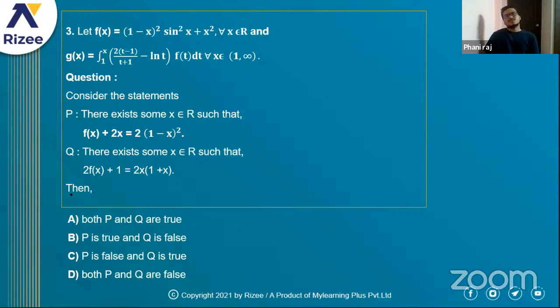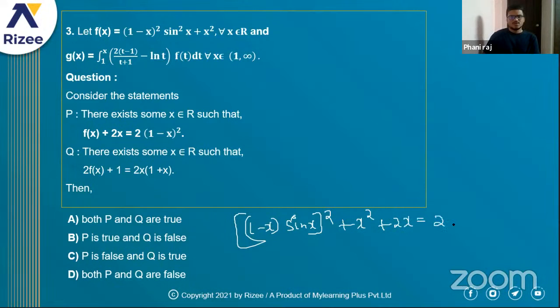Okay. So this is also an interesting question. Suppose first, this is only involving f, so let's not care about g. F of x is defined this way, then can there be something like this? First, we'll verify if p is correct or not. So (1 minus x) into sin x, whole square, plus x square plus 2x equal to 2 plus 2x square minus 4x.